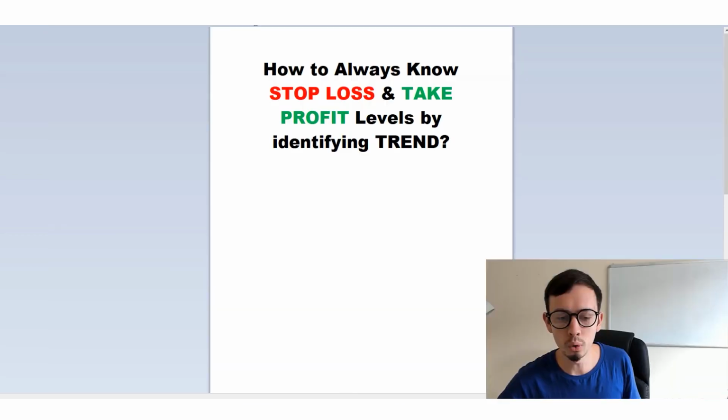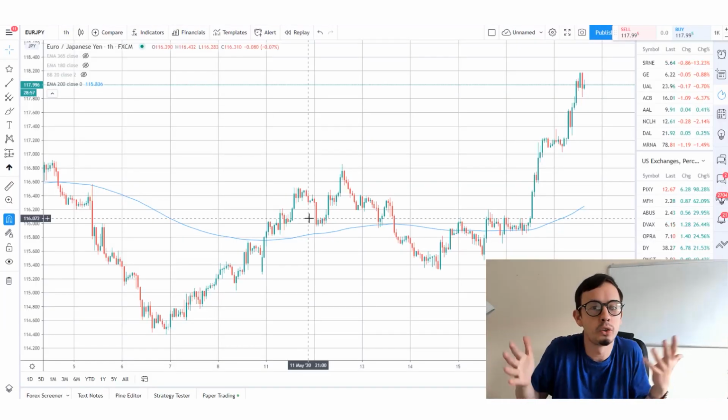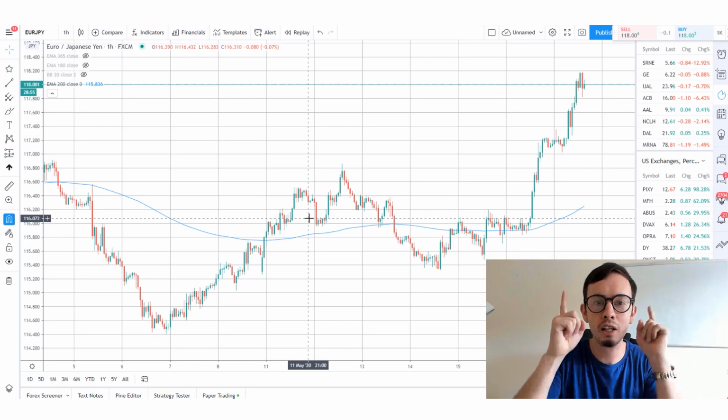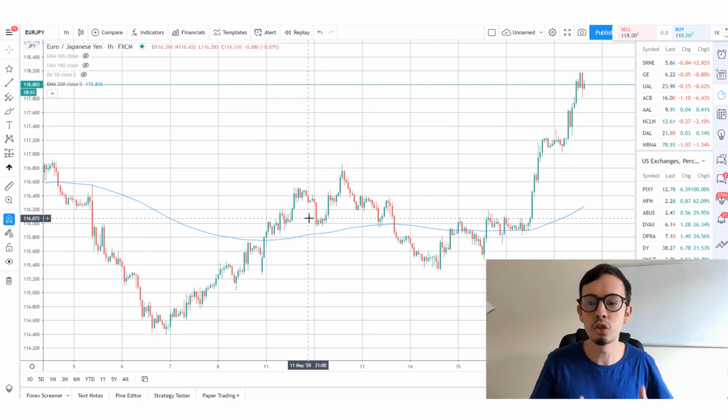So many of you, most of you, are looking for a great profitable trading strategy that you can use on a day-to-day basis. But guys, you are forgetting one thing. The first thing we need to know when we look at the charts, when we look for trading opportunities, the first and most important thing is the trend.